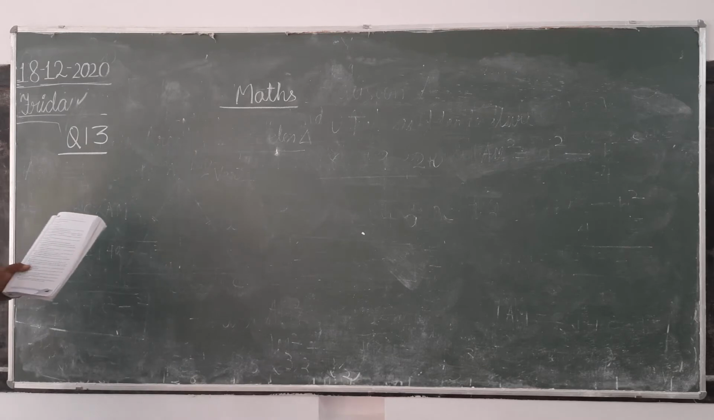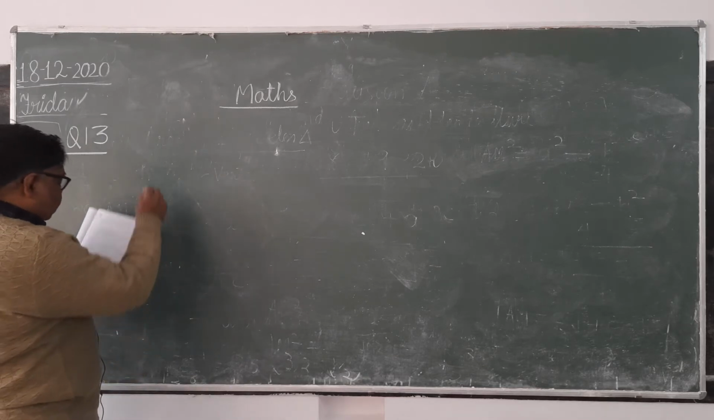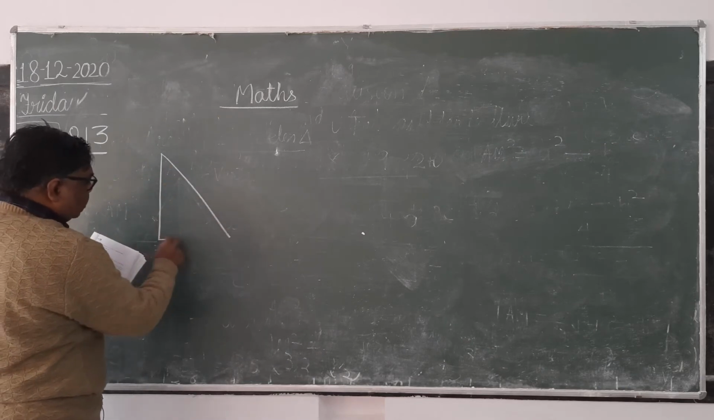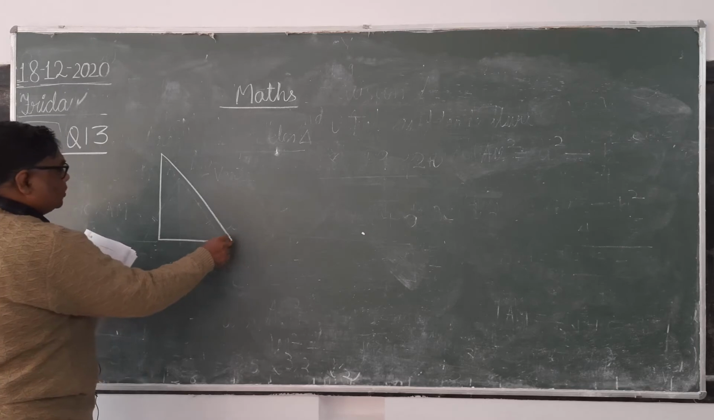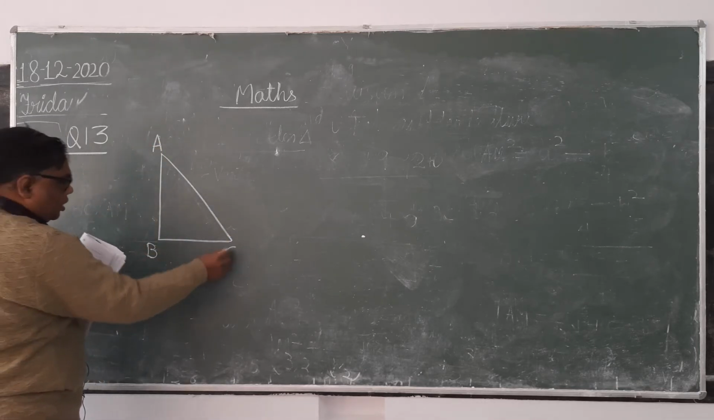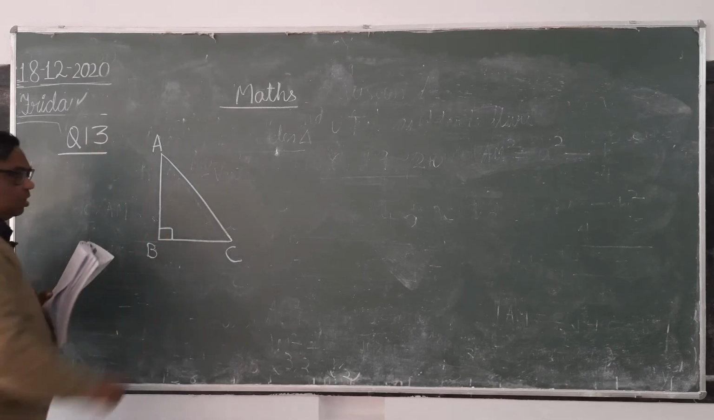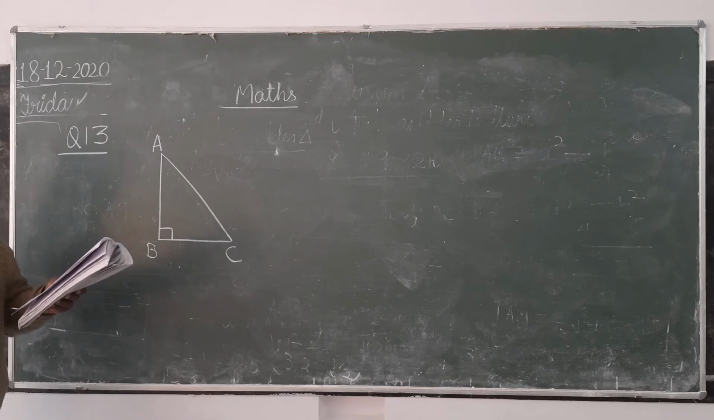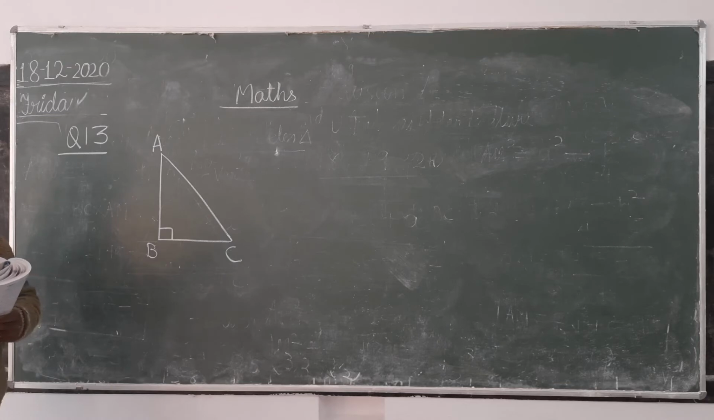The sides of a right angle triangle containing the right angle are 5x and 3x minus 1. Now you take this as the right angle triangle. It's clear? In a right angle triangle, it will be like this shape. Here sides containing right angle are given, 5x and 3x minus 1.